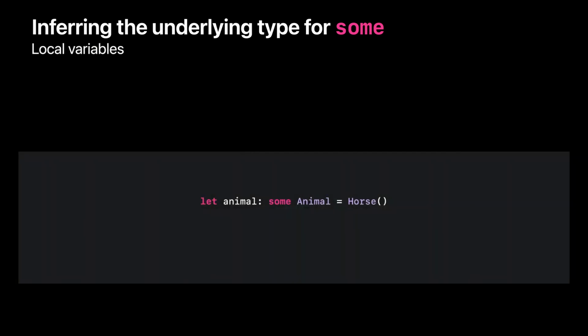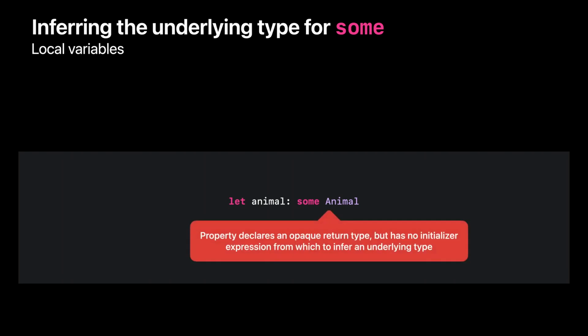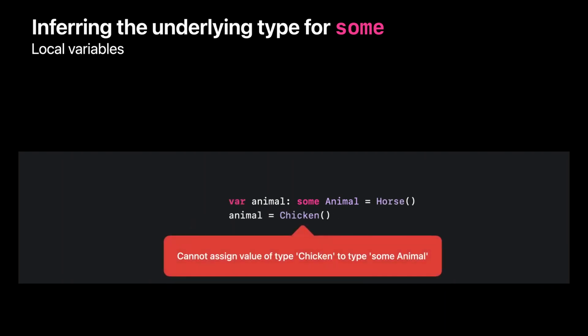Let's dig into how this works, following our intuition about parameter and result values. Because the underlying type is inferred from a value, the underlying type always comes from the same place as the value. For a local variable, the underlying type is inferred from the value on the right-hand side of assignment. This means local variables with opaque type must always have an initial value. And if you don't provide one, the compiler will report an error. The underlying type must be fixed for the scope of the variable, so attempting to change the underlying type will also result in an error.